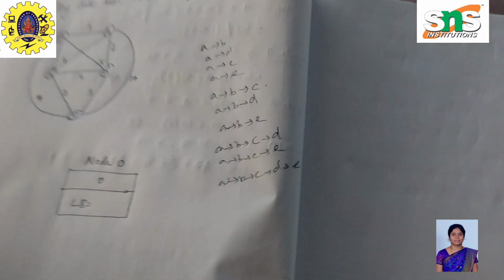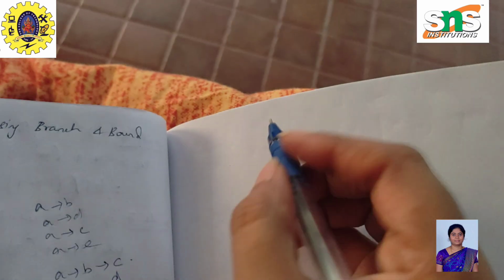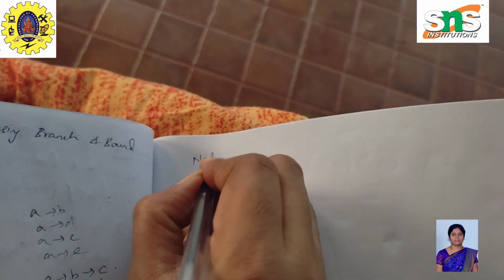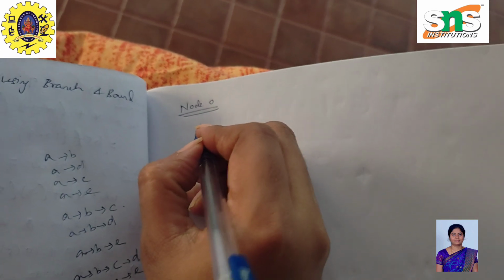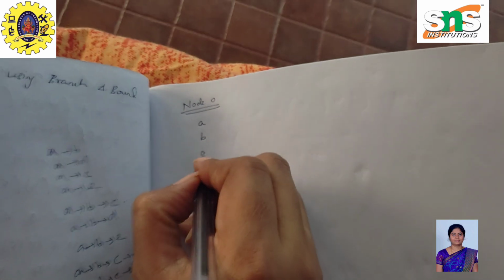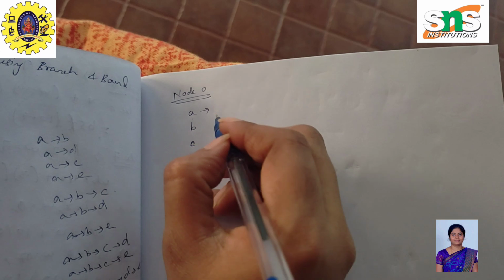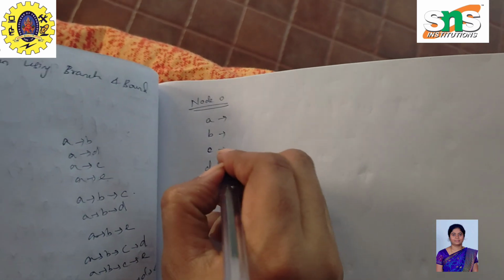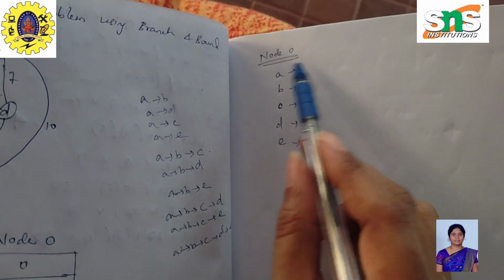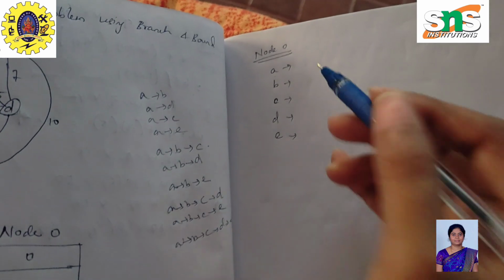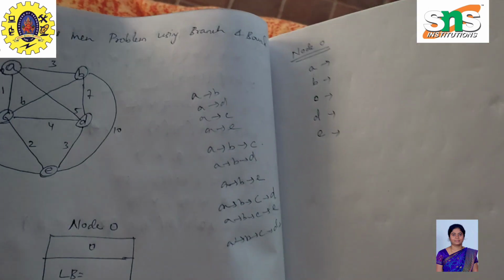For this we also have a state space tree. Initially we have to calculate node 0. For this we have to write the nodes A, B, C, D, E. So this is the 0th node. This will be useful for the upcoming steps also, so keep it safe. And for this we have adjacent nodes.